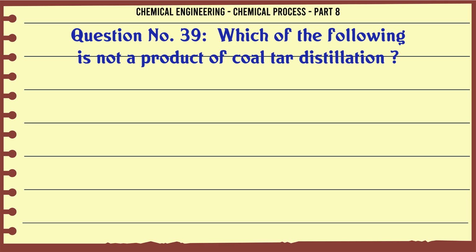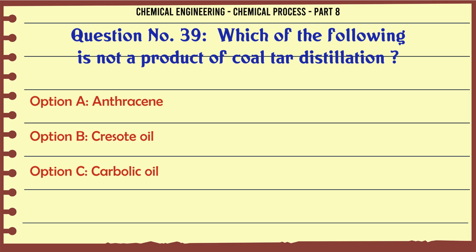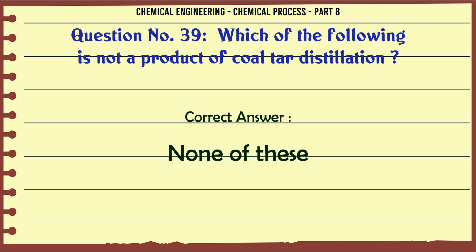Which of the following is not a product of coal tar distillation? A. Anthracene, B. Creosote oil, C. Carbolic oil, D. None of these. The correct answer is none of these.